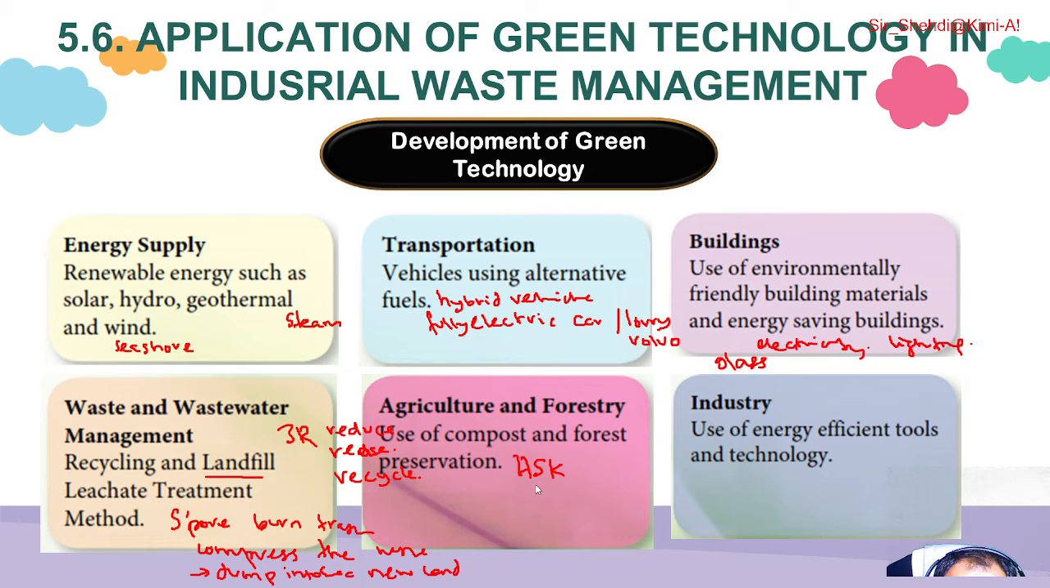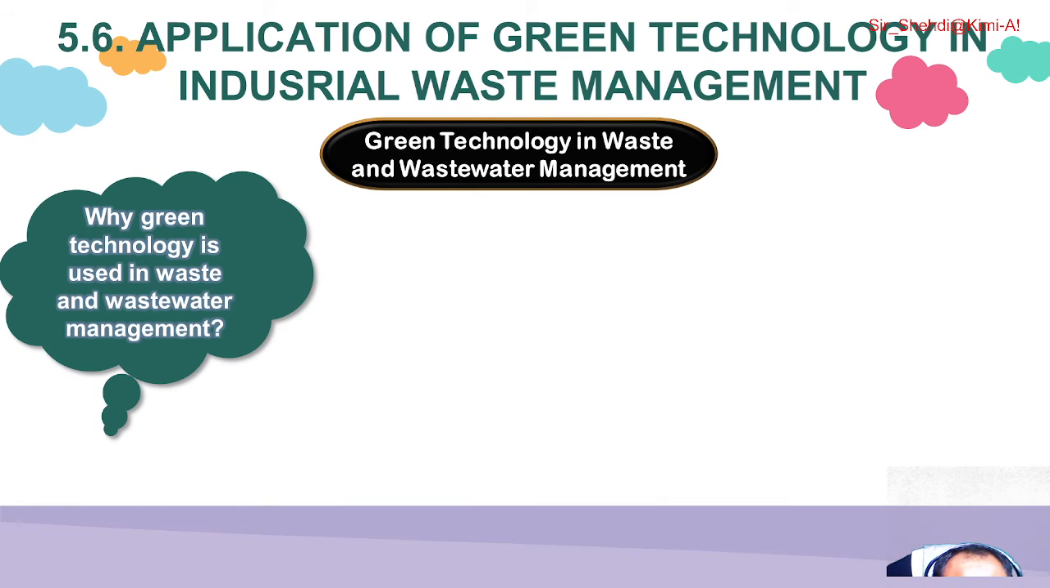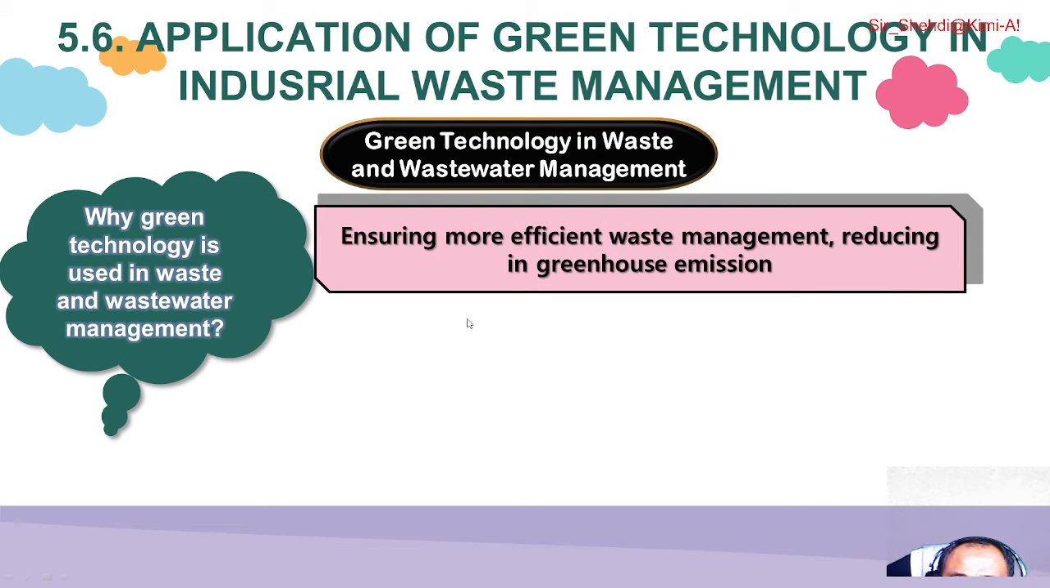Okay, in industry, use of energy efficient tool and technology. So one type of technology we can use in industry is Nanotech. Okay. Why is Greentech used in waste and wastewater management? Ensuring more efficient waste management.